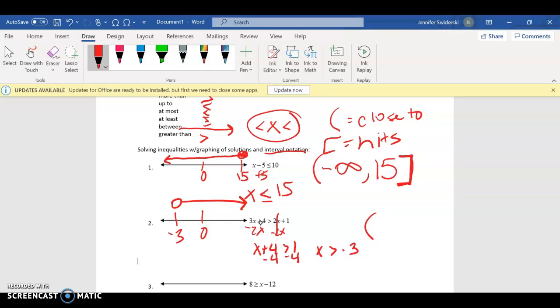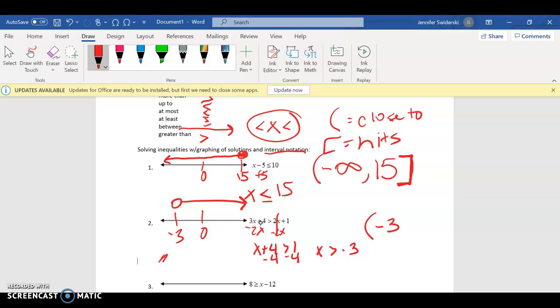Now, notice how I do this parentheses, because from left to right, the smallest the number can be is super close to negative 3. I didn't hit negative 3, because negative 3 would not make this statement true. Hear me out. 3 times negative 3 would give me negative 9. Negative 9 plus 4 is negative 5, right? So I'll just jot that down. They're saying if negative 3 is a solution, 2 times negative 3 is negative 6. Negative 6 plus 1 is negative 5. Is negative 5 greater than negative 5? No, it's equal to it.